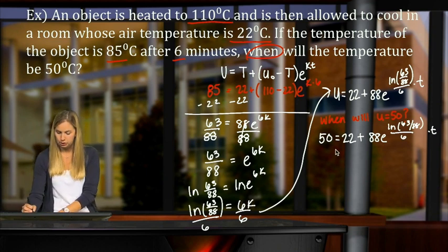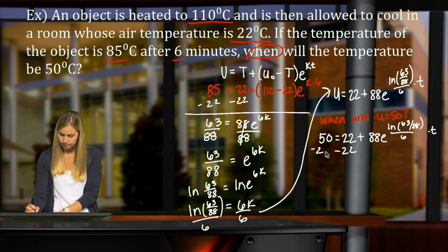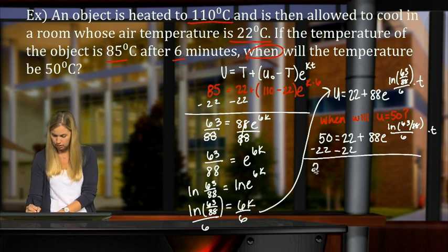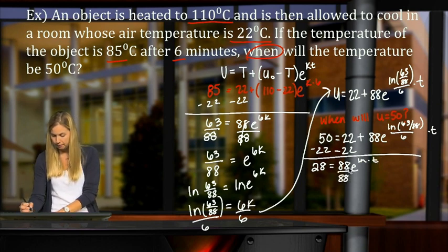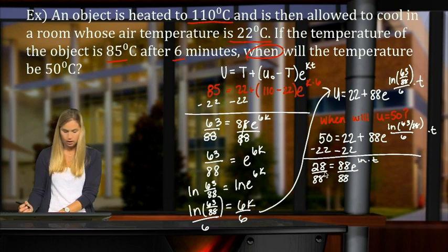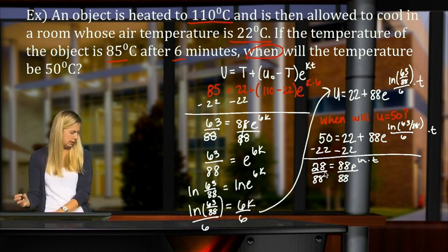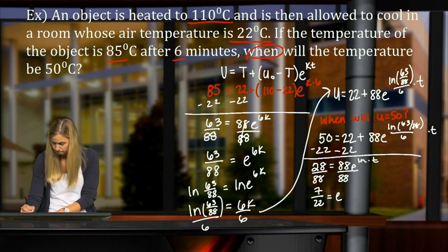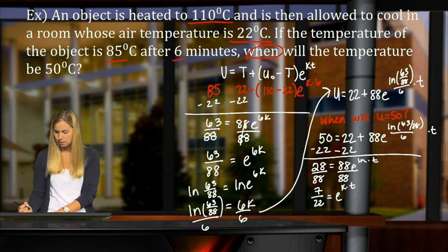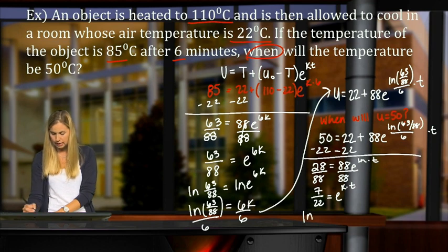Start by subtracting 22 from both sides. 28 equals 88 e to this natural log, I'm just going to put that up there, times t. Divide both sides by 88. 28 over 88, I think we'll simplify that. 7 over 22. And now we'll take the natural log of both sides.